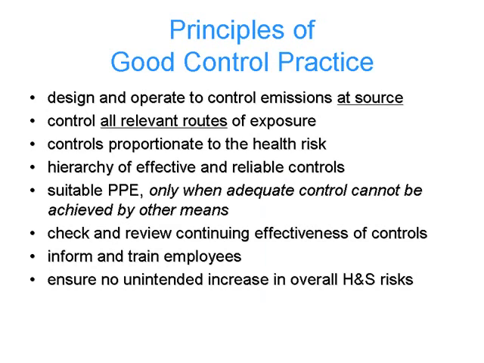Principles of good control practice. Design and operate to control emissions at source. Control all relevant routes of exposure. Controls should be proportionate to the health risk. The hierarchy of effective and reliable controls should be applied. Suitable personal protective equipment only when adequate control cannot be achieved by other means. Check and review the continuing effectiveness of controls. Inform and train employees and ensure that no unintended increase in overall health and safety risks occurs.